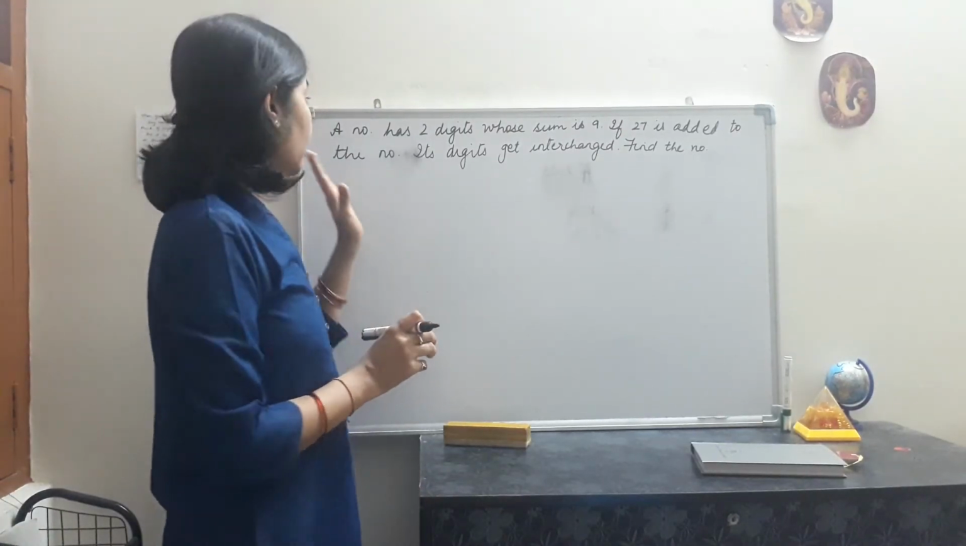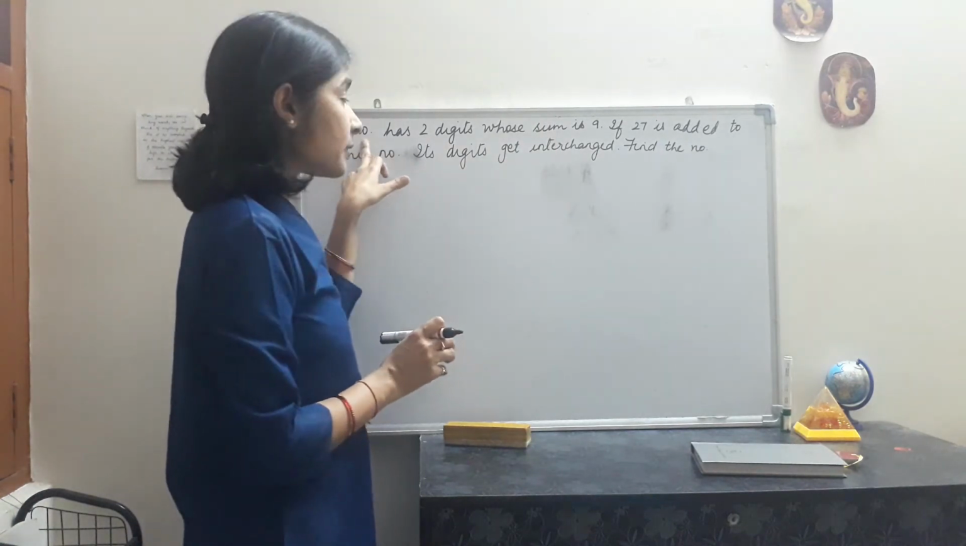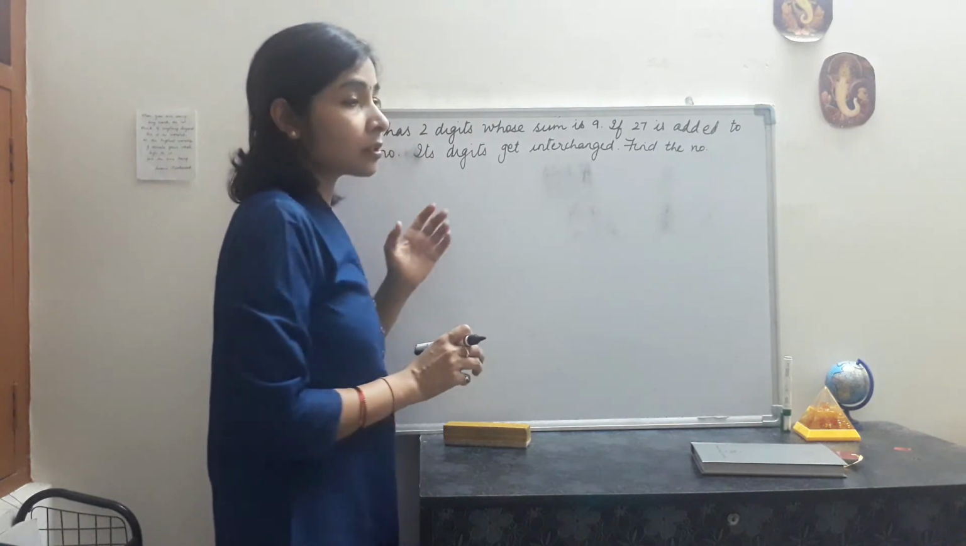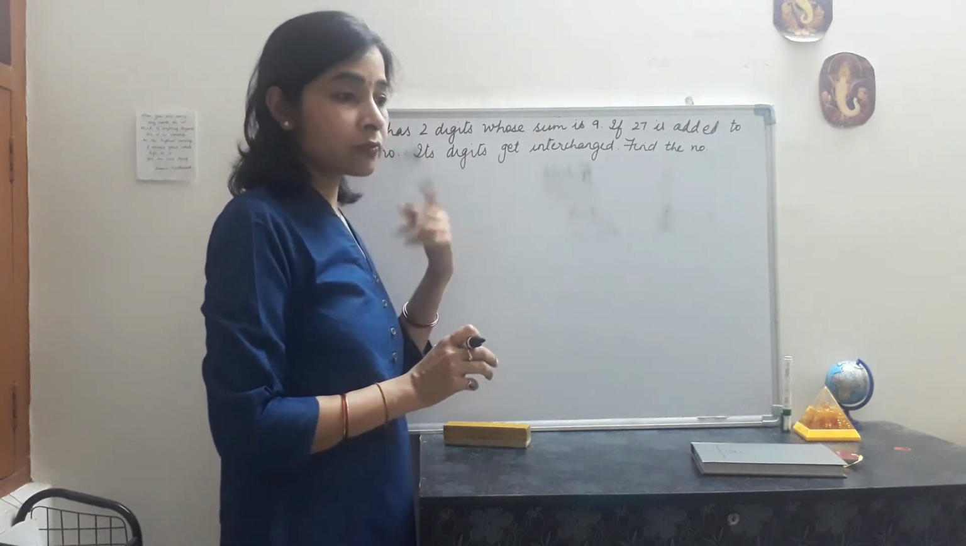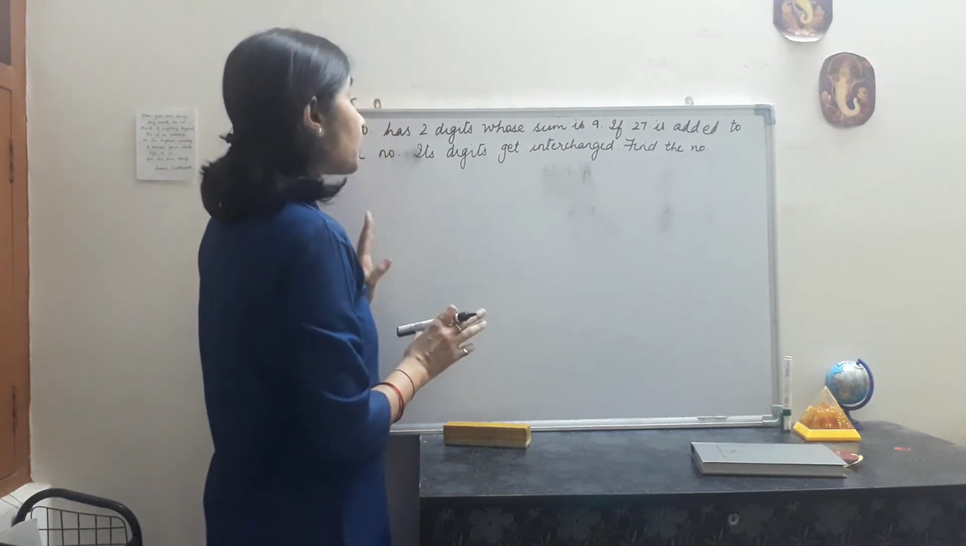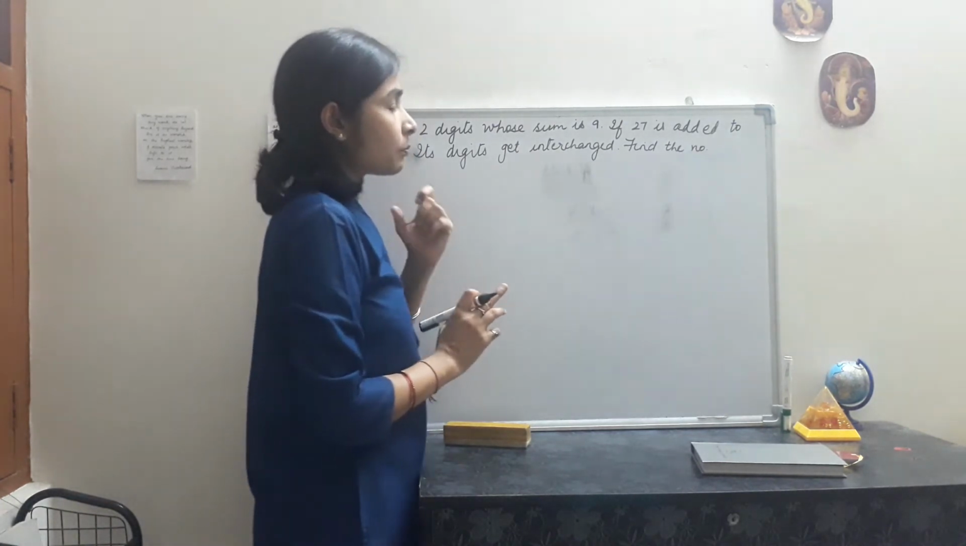Yes. Now we are supposed to find a number. It's a different question now. A number is there which has 2 digits. In the previous video we had solved a question in which we were supposed to find 2 consecutive odd numbers. Here we are supposed to find a number which has 2 digits. Now, understanding the concept of 2 digits.